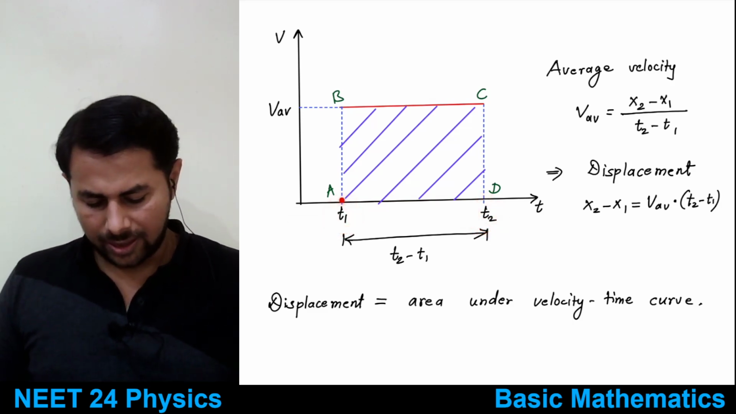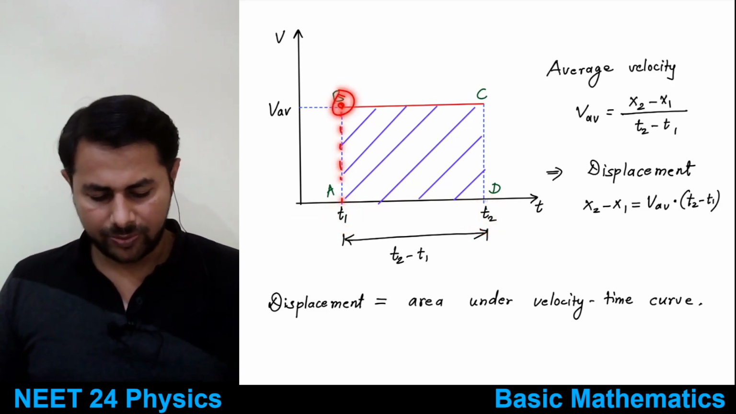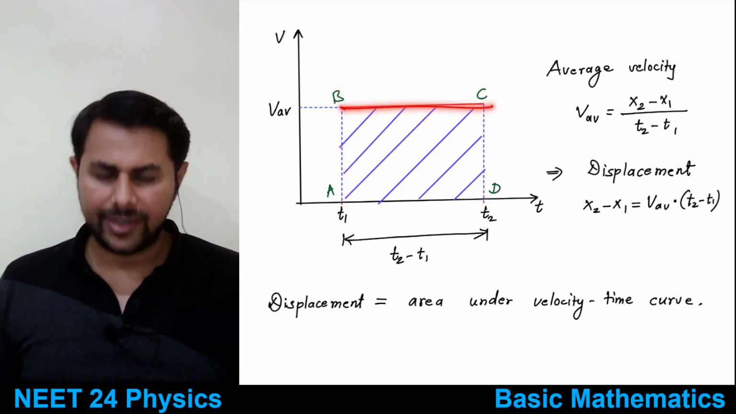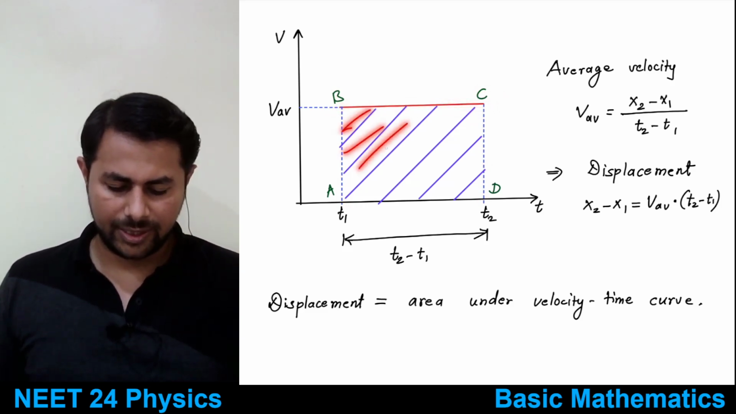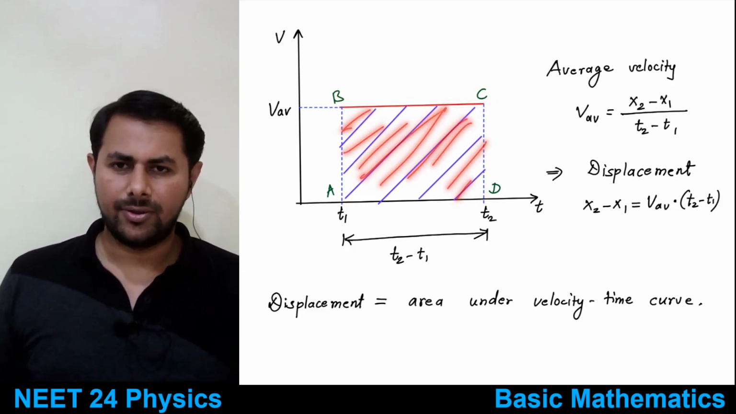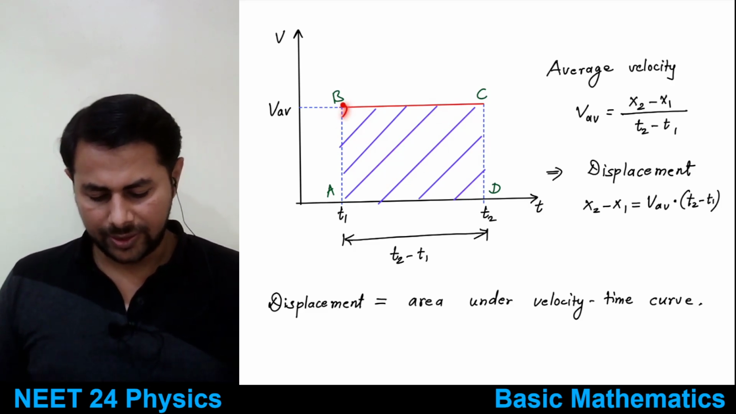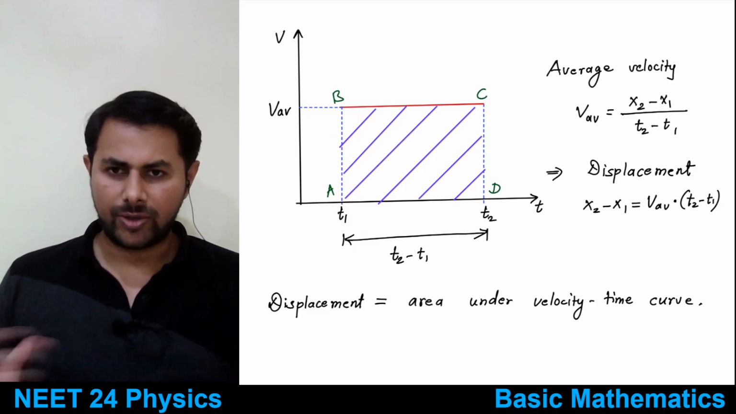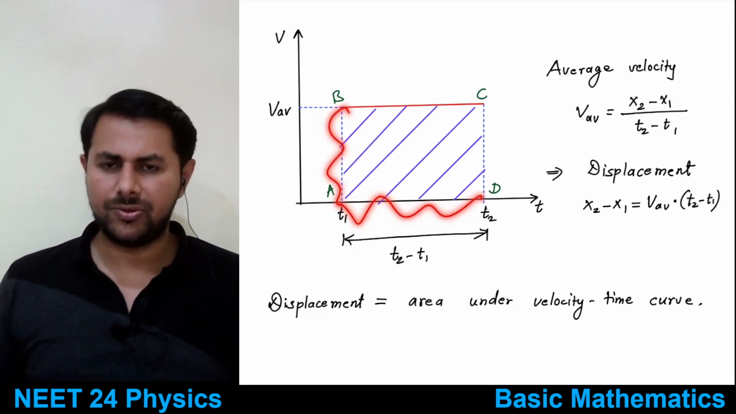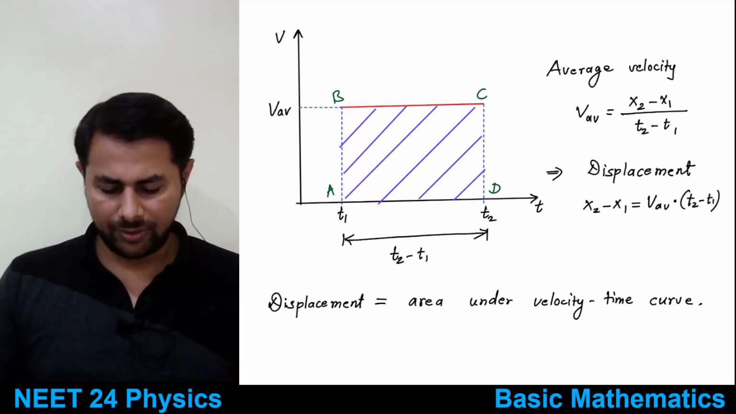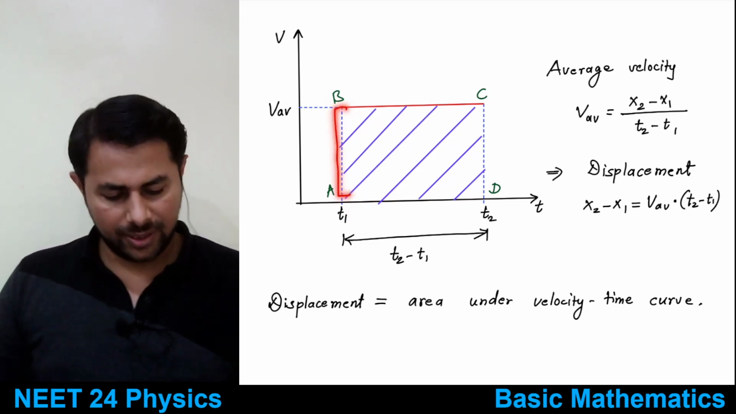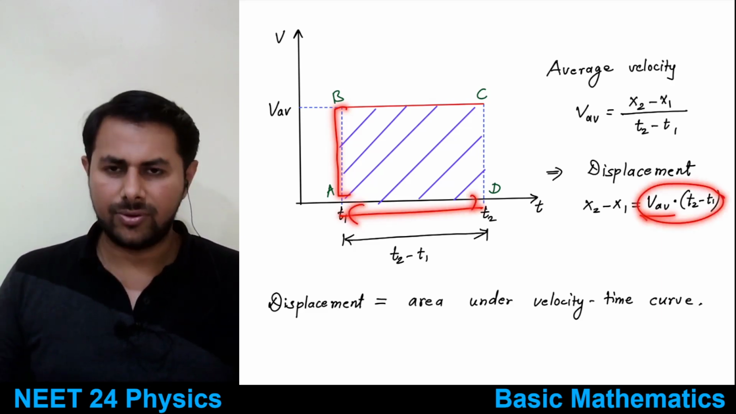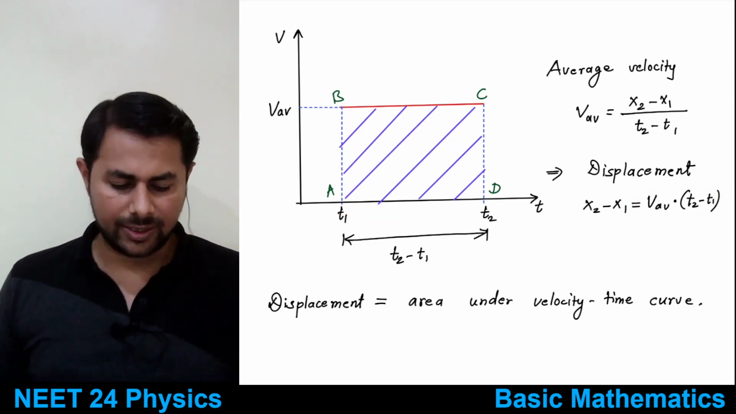You locate 2 points on the curve. This is the first point, this is the second point, and you take the area under the curve. So what do you get? You get the length of this side multiplied by the length of this side. What does that give you? It gives you the area under the curve. The length of this side is V average, and the length of this side is t2 minus t1. So if you multiply those, you get the displacement.